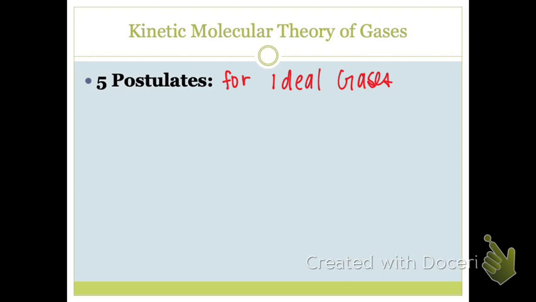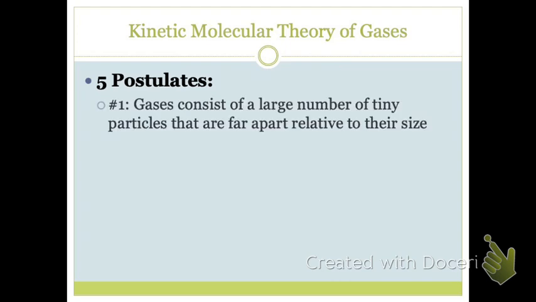But in ideal gases, they consist of a large number of tiny particles that are far apart. Okay, far apart relative to their size. And so I want you to think about what that means, far apart relative to their size. Okay, can you envision what that might mean? Gas particles are really small, right? Really, really tiny. And they fill the container of whatever they're in, right? But our gas particles are much farther apart than particles in a liquid and much, much farther apart than particles in a solid. Does that make sense?